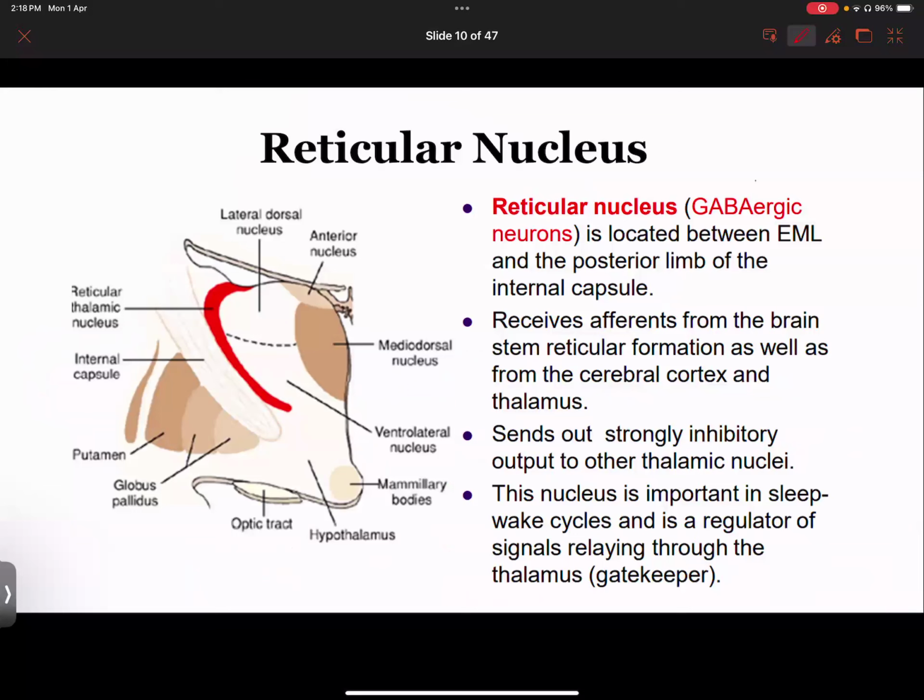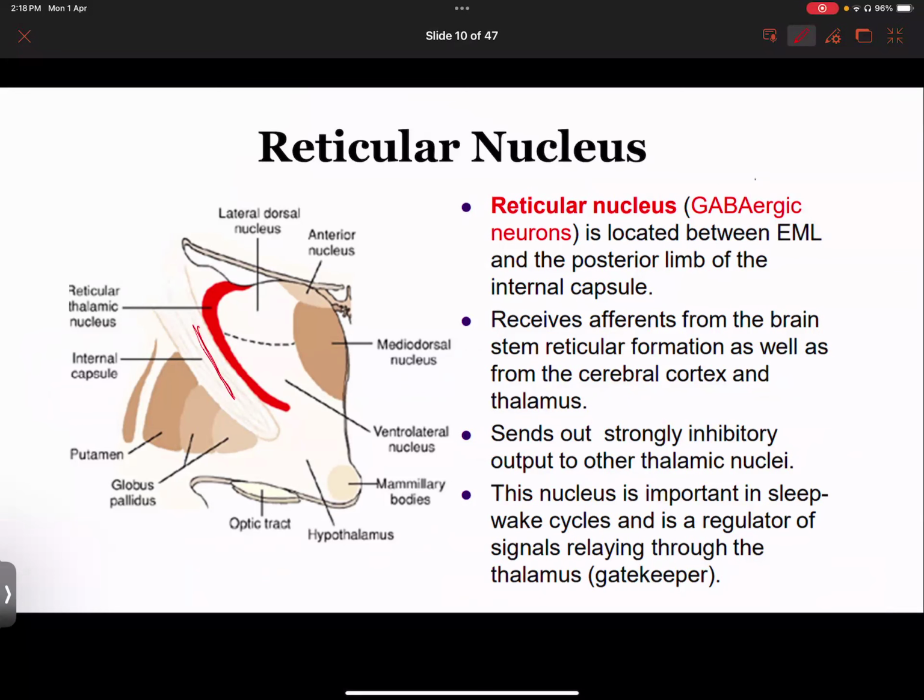Now we're going to talk about the reticular nucleus. So the reticular nucleus is located between the posterior limb of the internal capsule. So you can see in here, this is the internal capsule, and this is the posterior, okay? And then we have in here the lateral dorsal nucleus. It's literally in the middle.